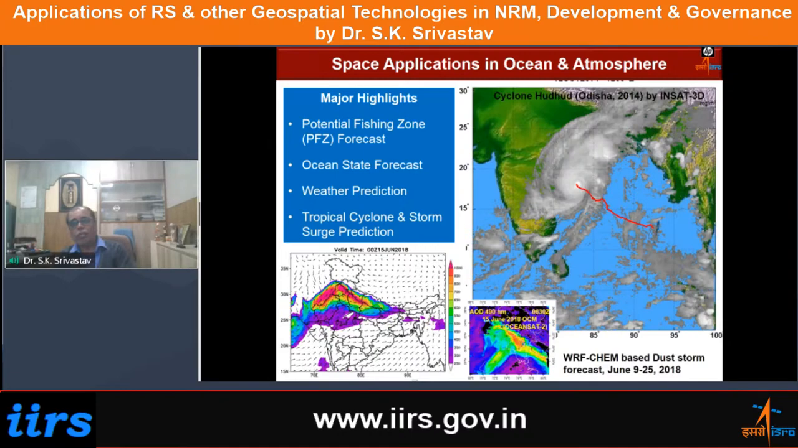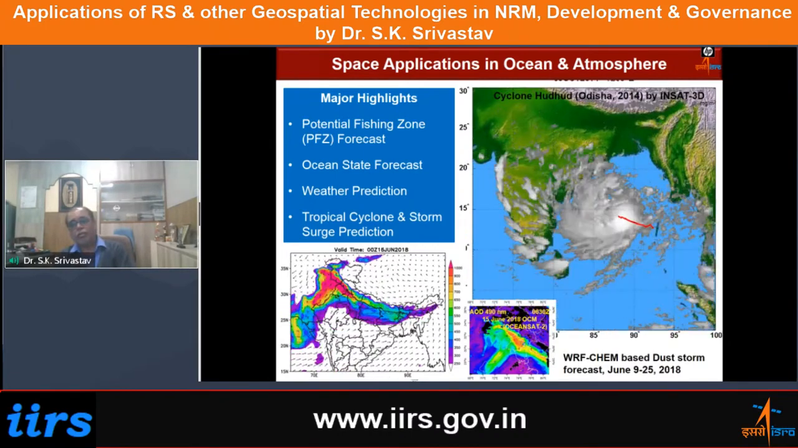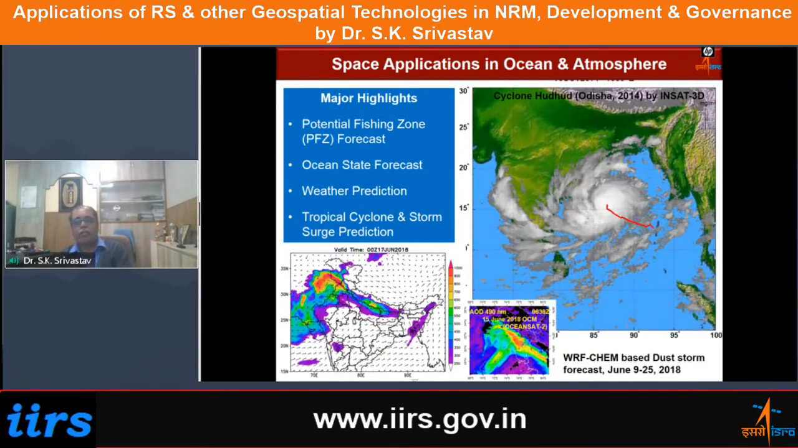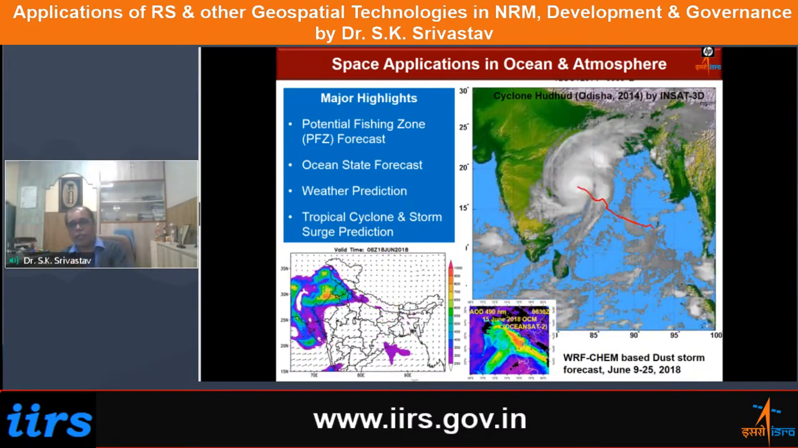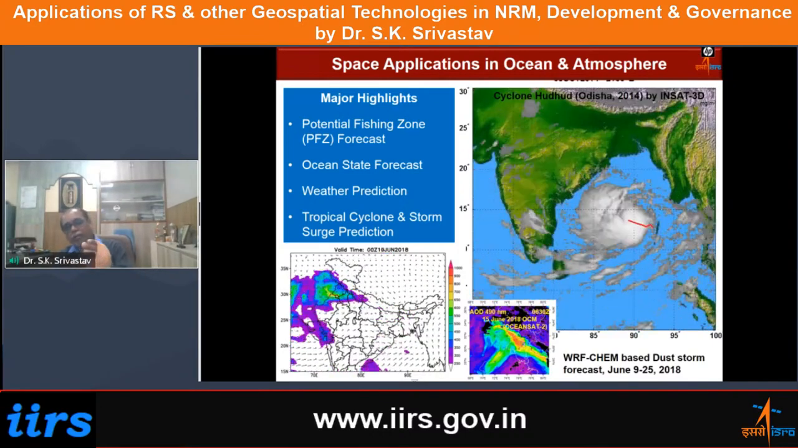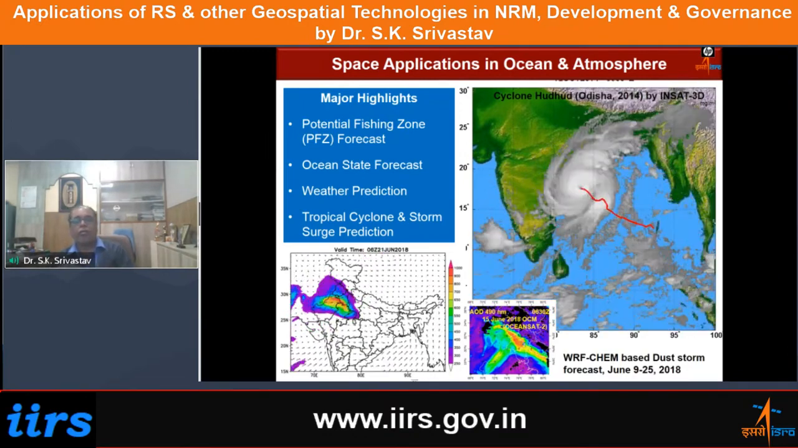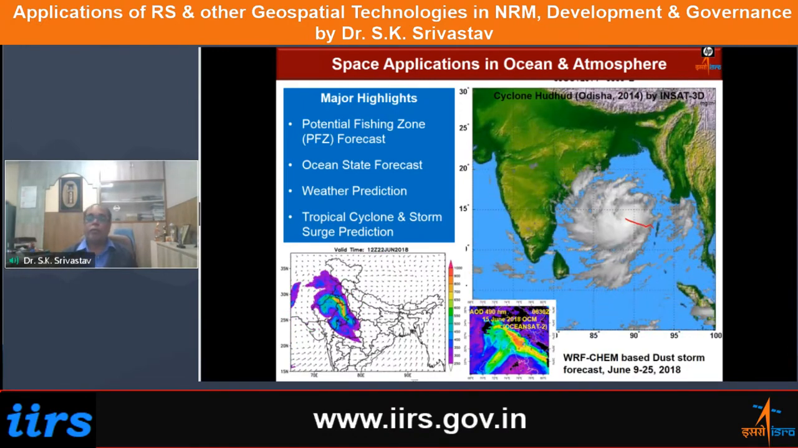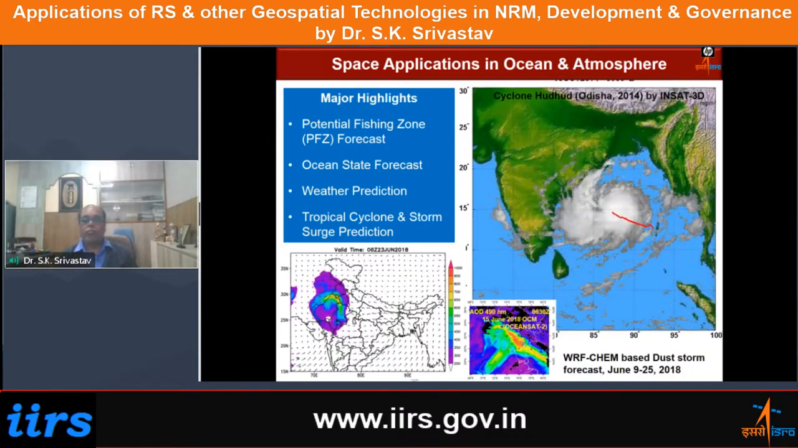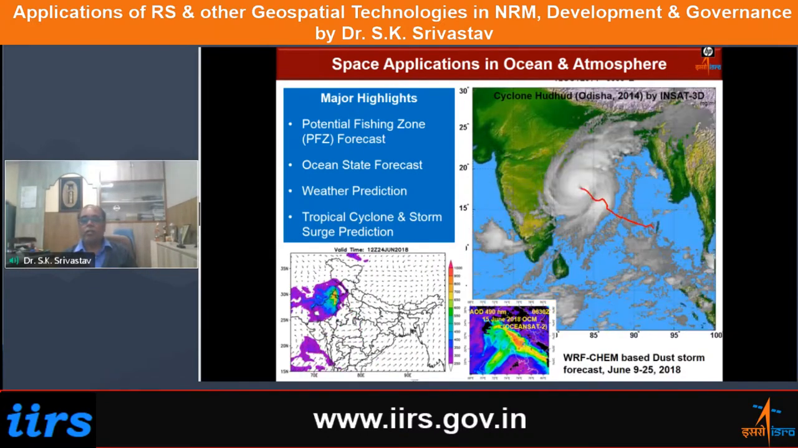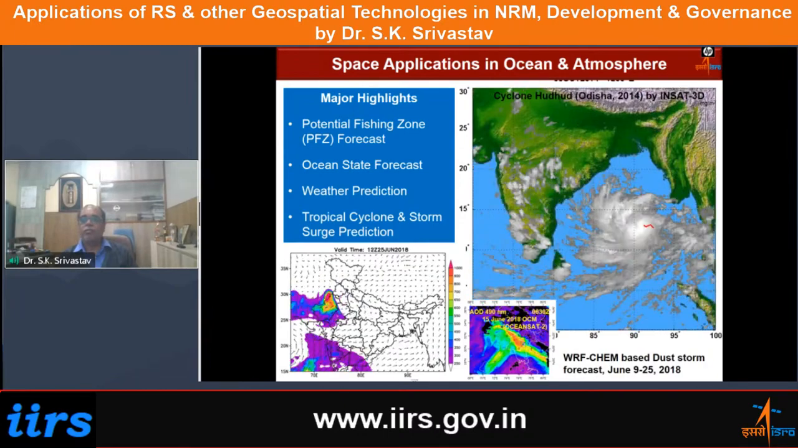And using the models, one can also forecast that this particular cyclone has originated at this place and is going to make landfall at this particular place on this date and at this time with very high accuracy. Okay, and that has become possible these days.